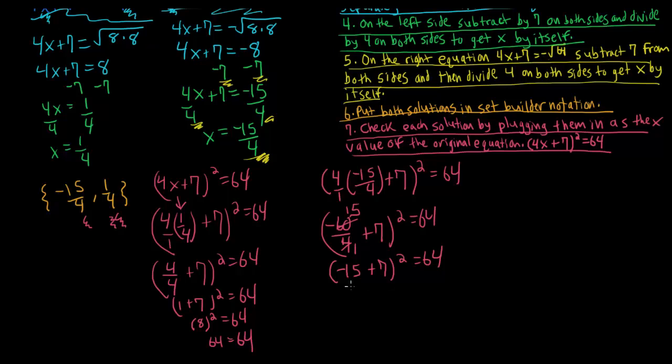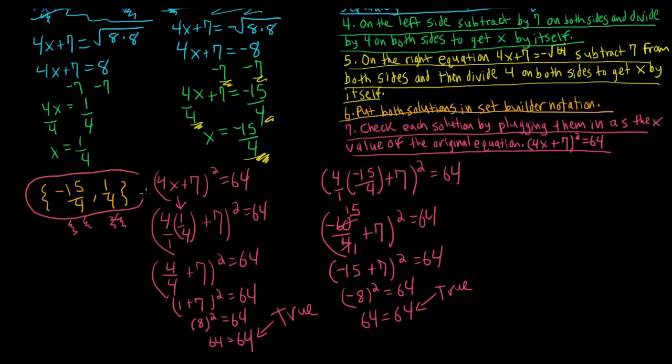Negative 15 plus 7 is negative 8 squared equals 64. Negative 8 squared is 64, equals 64. So this is also a true statement. Both of them are. And this one, because it's true, that means negative 15 over 4 is the solution. So your solutions are negative 15 over 4 and 1 over 4. Or negative 15/4 and 1/4.